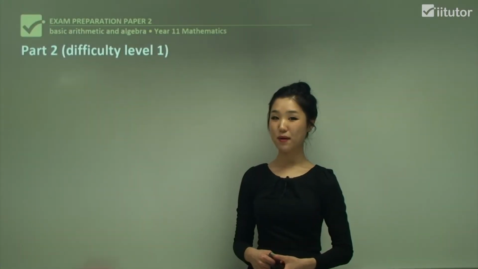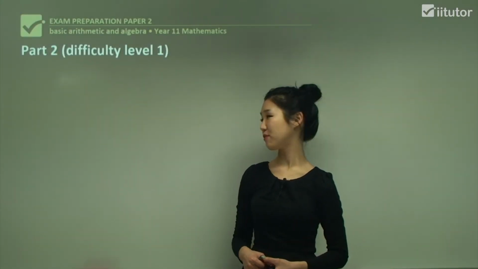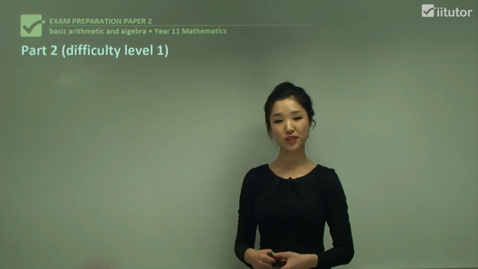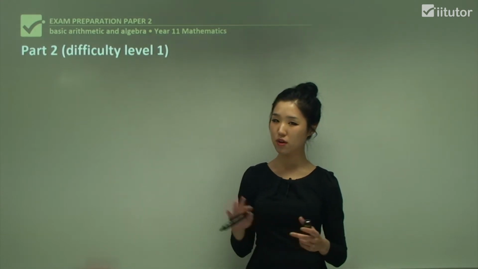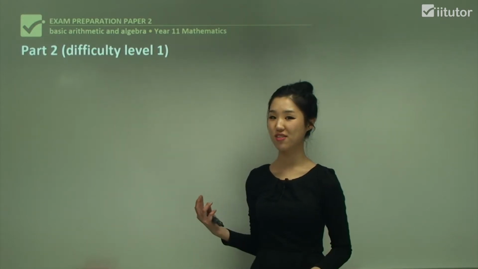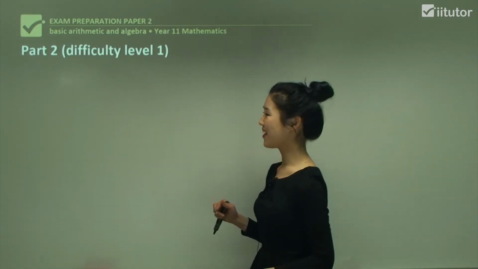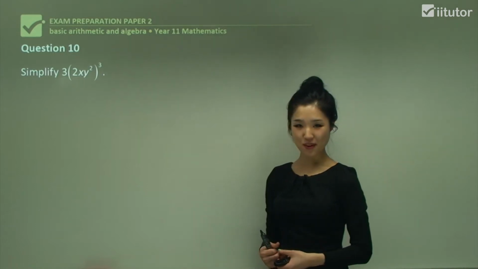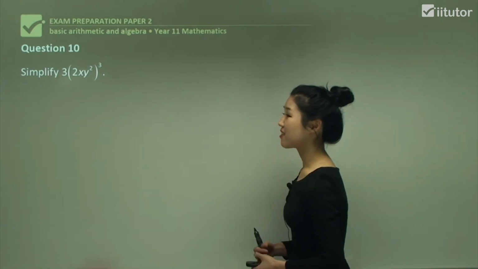Now we're going to be starting part 2 of this examination preparation paper, and again this has a difficulty level of 1, so it's again the most basic type of questions you'd get in your exam, so make sure each and every one of them are clear in your minds, okay? So starting with question 10, simplify this expression.